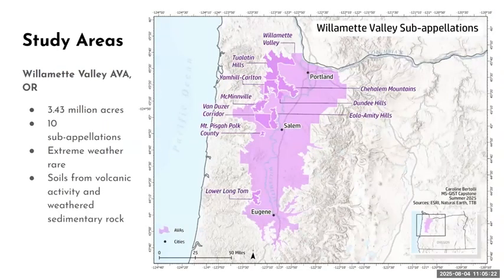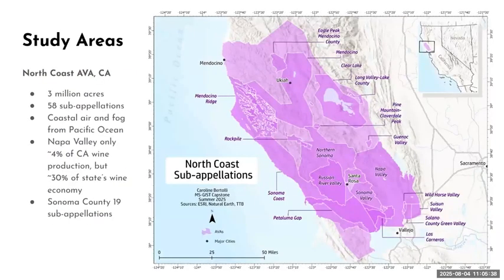Willamette Valley, Oregon contains 10 other AVAs. Extreme weather is rare here. Its cool and mild climate make it ideal for growing Pinot Noir, which is a notoriously fussy grape. The North Coast AVA of California contains 58 sub-AVAs, most recognizably Napa Valley and Sonoma County. While Napa Valley only contributes about 4% of California's wine production, it accounts for about 30% of the state's wine economy. It is very well known for its Cabernet Sauvignon, which likes Winkler Region 2.